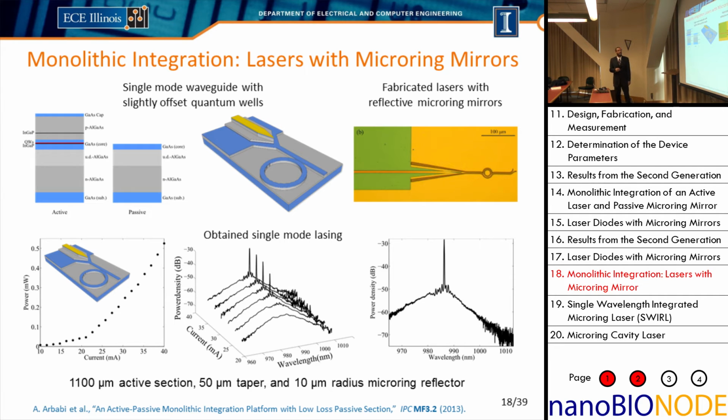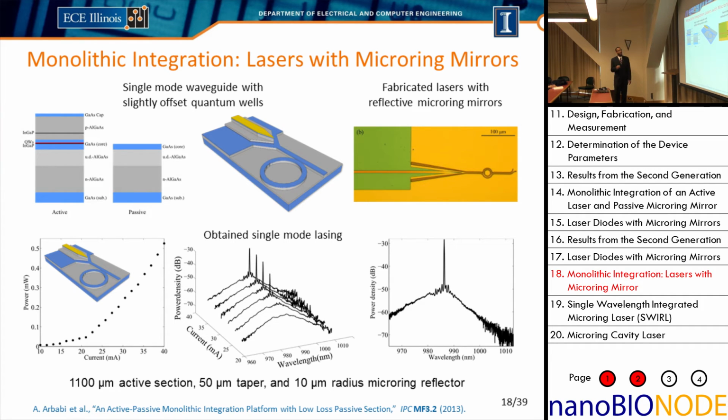So we fabricated these structures. This is a picture of it where we have the active section, we have our taper, we go into the passive section, we have our reflective microring resonator, and because we don't want any light reflecting back from an end facet, we split out the power so it just dissipates into the substrate.